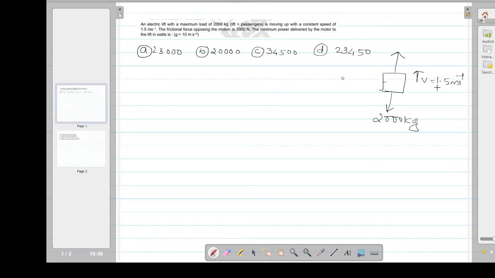So this velocity is 1.5 meter per second, and there is one more force they have given, the frictional force that is opposing the motion, which is 3000 Newton. So for the lift going up, one more force is developed against it, opposite to it. That is the friction force, which I am taking as Fr. This friction force value is 3000 Newton. So the minimum power required to be delivered by the motor to lift this.